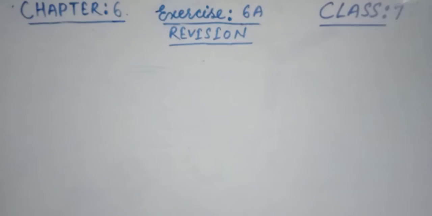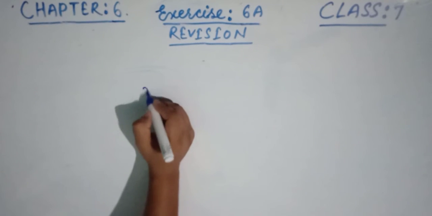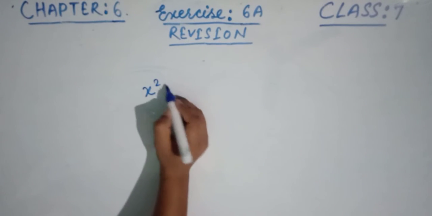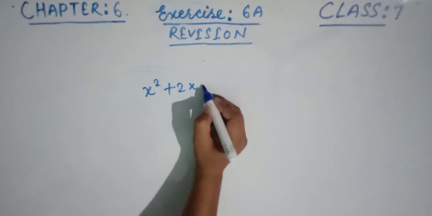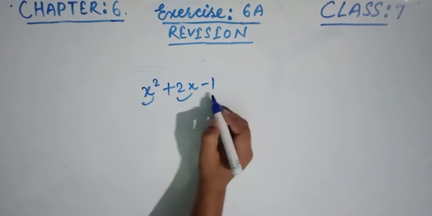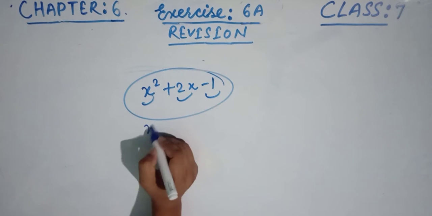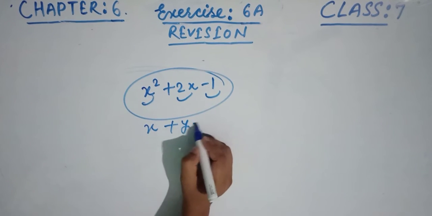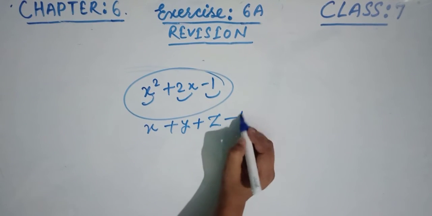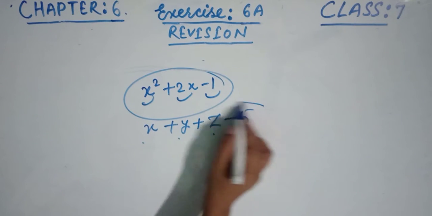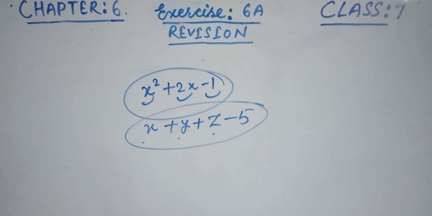And the three term, friends, suppose x square plus 2x minus 1: one term, two term and three term. So this is a trinomial. Quadrinomial, friends: an expression having four terms is called a quadrinomial. Example, friends, suppose x plus y plus z minus 5. So this is the first, second, third and fourth term. This is a quadrinomial.